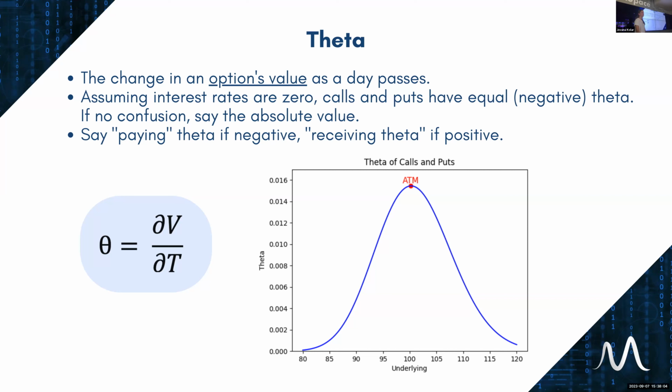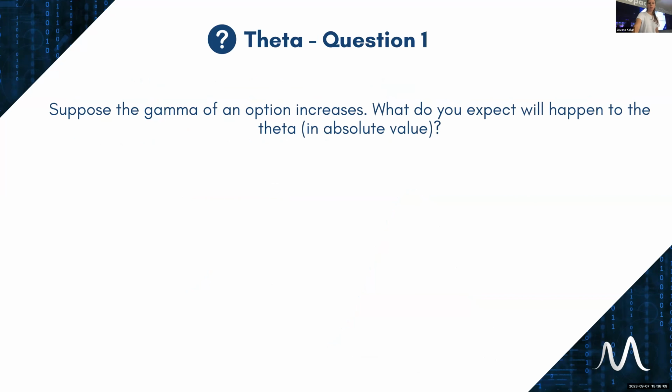Any other questions? Okay. So we just discussed how gamma and theta usually come in opposites. So suppose that the gamma of an option increases, what do you expect to happen to the theta?